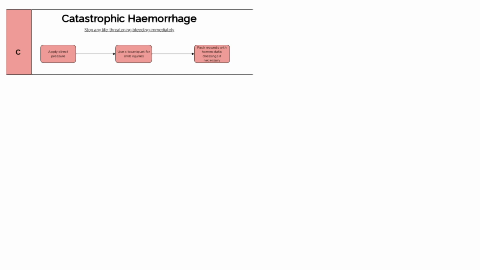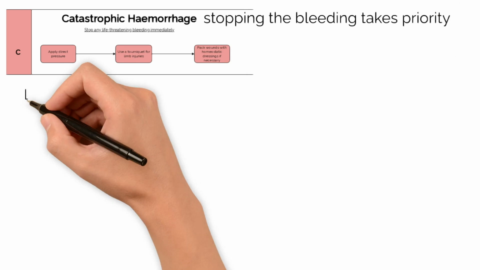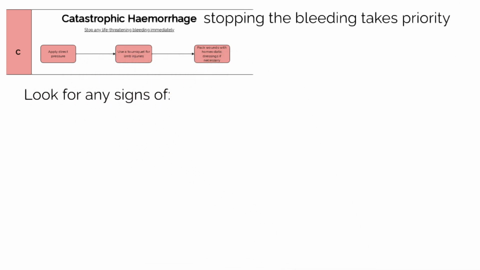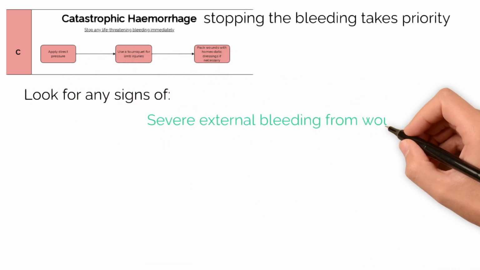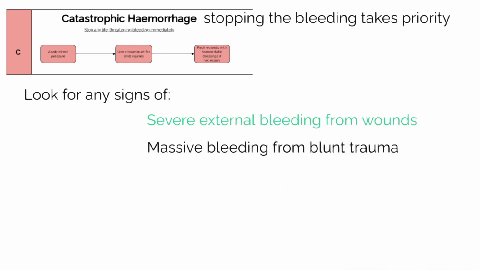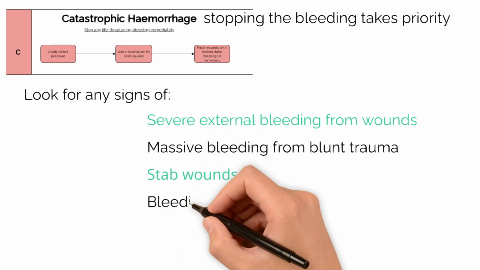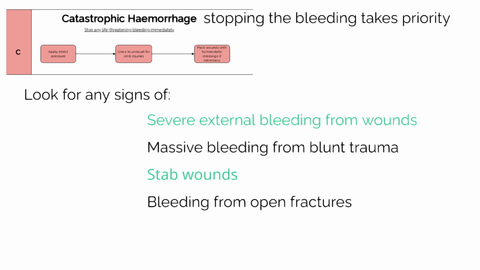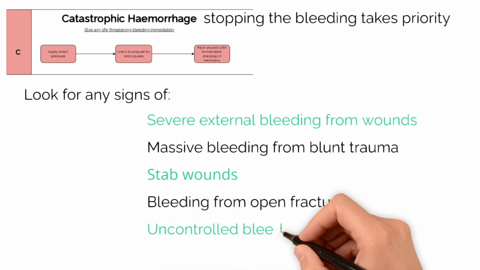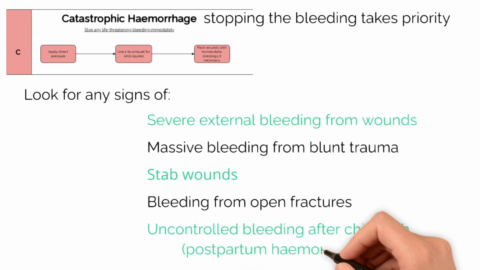That's why a primary survey always starts with assessing for any catastrophic bleeding. If the patient is bleeding heavily, stopping the bleeding takes priority over any further assessments. Look for signs of severe external bleeding from wounds, massive bleeding from blunt trauma such as car accidents or falls from a height, stab wounds causing deep lacerations, bleeding from fractured bones like an open femur fracture, uncontrolled bleeding after childbirth known as postpartum hemorrhage.